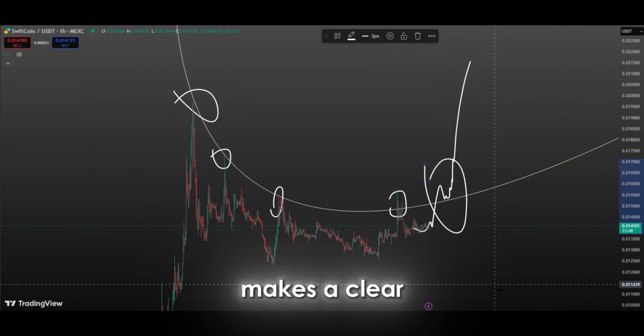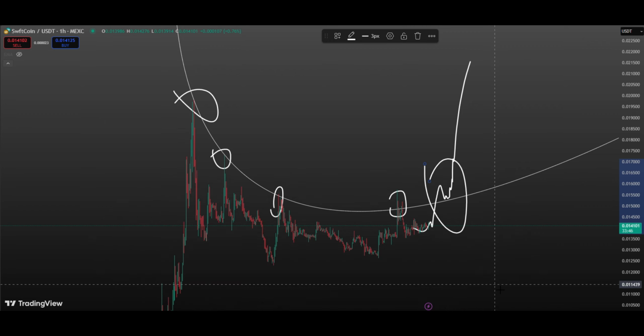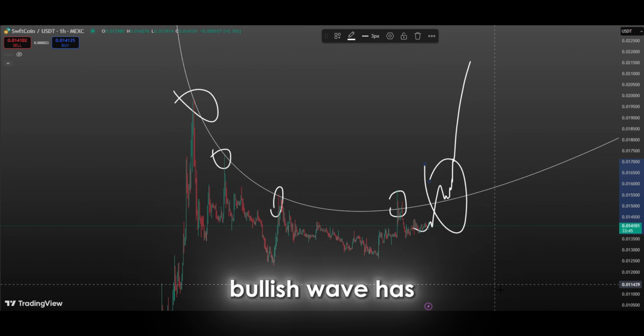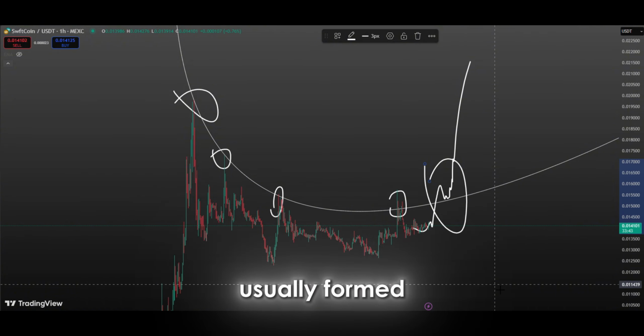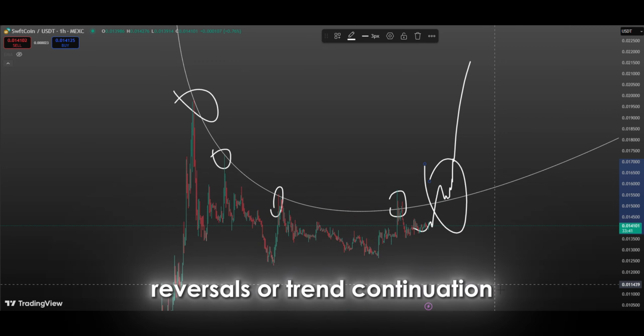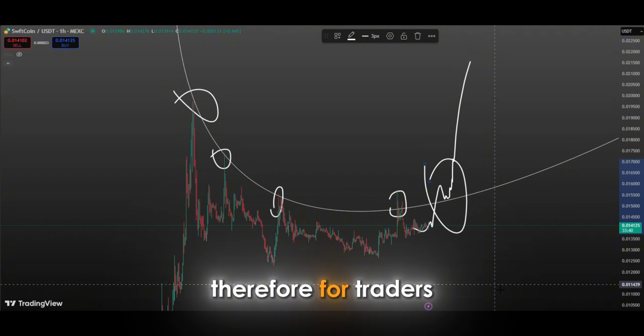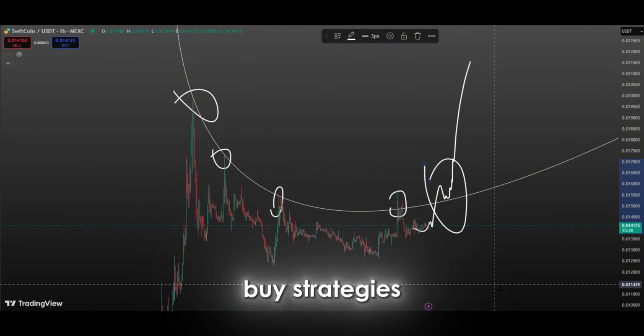If the price makes a clear breakout above this curve in the coming period, and this breakout is supported by volume, it will be possible to say that a new bullish wave has started in terms of technical analysis. Such structures are usually formed before a parabolic uptrend and play an important role, especially in trend reversals or trend continuation. Therefore, for traders, closes above this curve are of great importance for activating buy strategies.